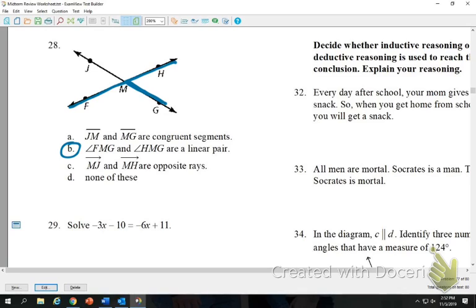This one is true. They're adjacent, and they form a straight angle. So it's true. It says ray MJ and ray MH are opposite rays. This is not true. Opposite rays go in completely opposite directions. So JM and MG would be, but not MJ and MH. And that's it. B's the only answer.